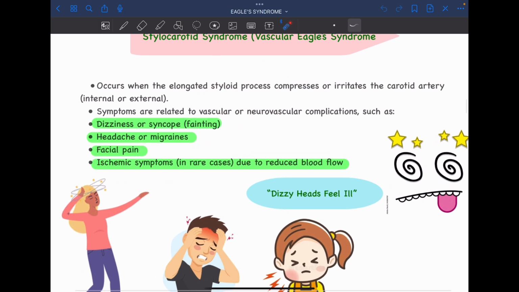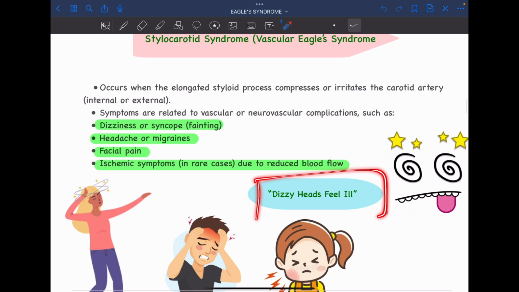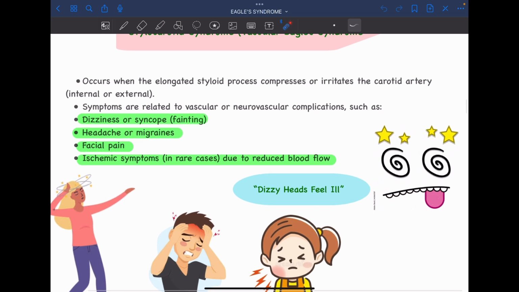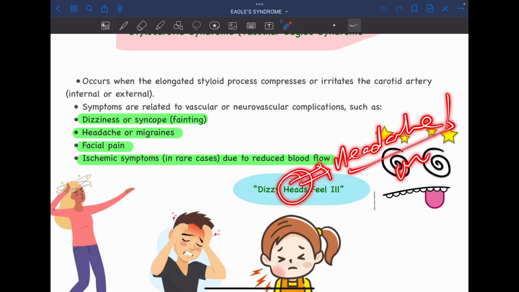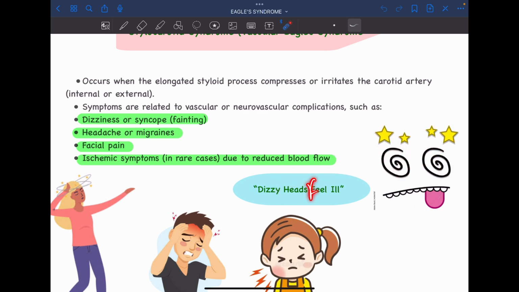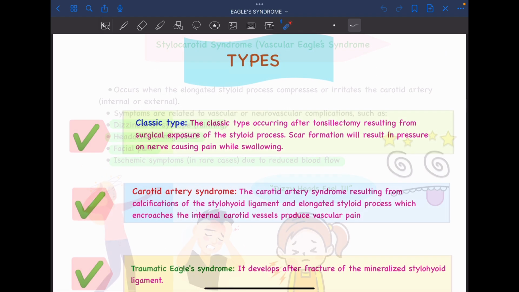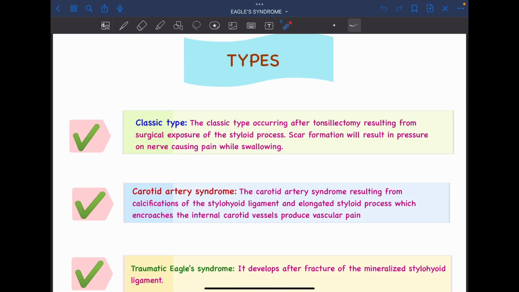So you can remember this by the mnemonic dizzy, heads, feel ill, right? D for dizzy, we have dizziness. For heads, we have our headache or migraine. Then F feels, for facial pain, and I for presence of ischemic symptoms. Easy to remember. So in some textbooks there are certain types of Eagle syndrome which are mentioned apart from the classification. So I have just mentioned them here.